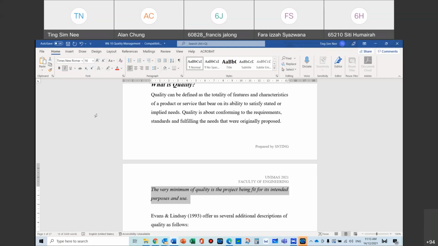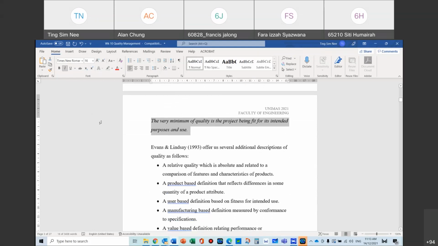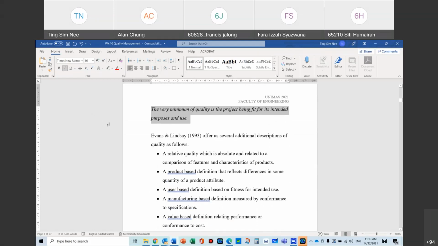The water pipeline must carry water, must produce 10 bars of water at the end of the line. That is the intended use. The drain must be able to carry the discharge for a 1 in 50 years rain, for example. So that is the intended purpose. So it is actually a very relative thing.